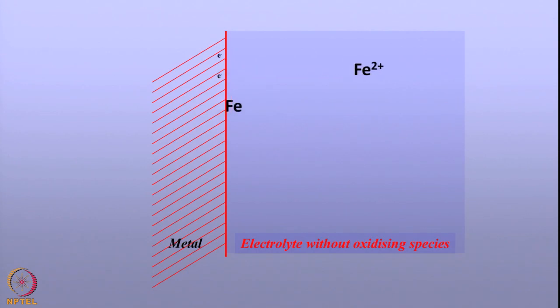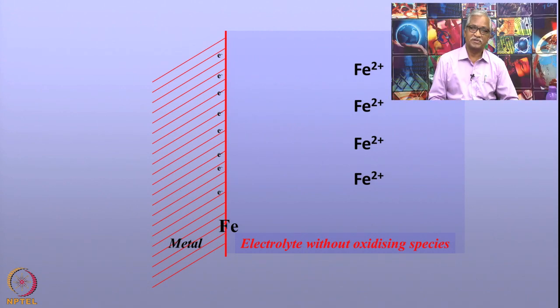Again, I am going to replay the slide which we used in the previous lecture. Now, you see here that I have immersed the metal in an electrolyte where the oxidizing species are not available. Assume for a moment that the metal has a tendency to get oxidized, and if there are no species in the electrolyte to take away these electrons, then what happens? The oxidation of the metal does not continue. That means, as long as there is no oxidizing species in the environment, corrosion will not occur. Or if the metal surface is negatively charged using electrons, corrosion will not occur.